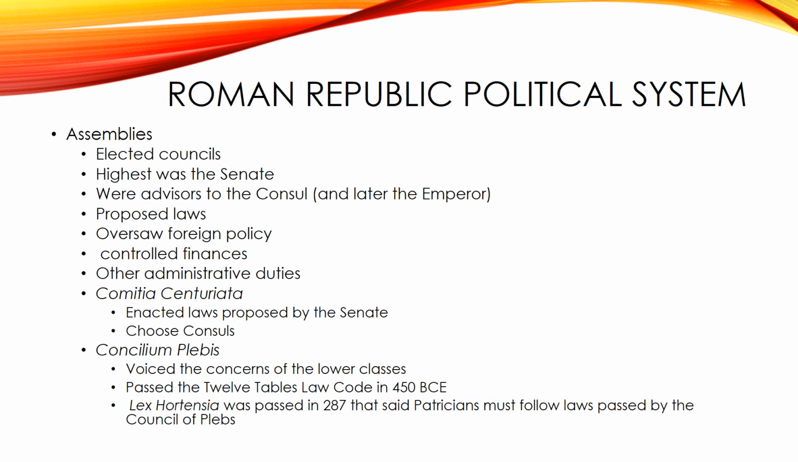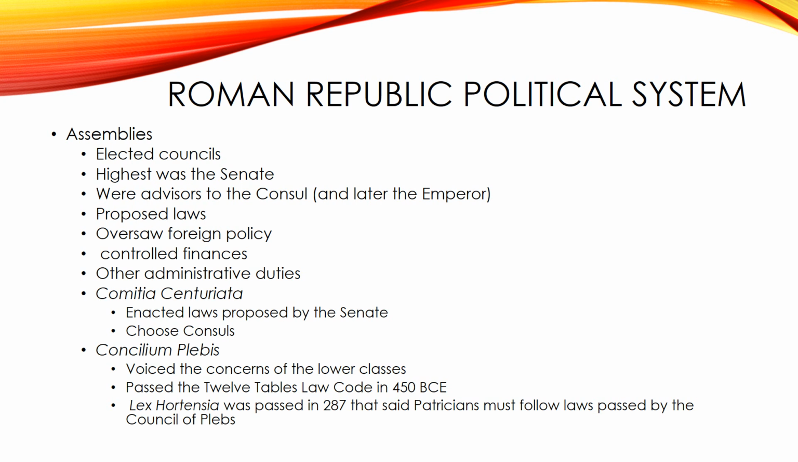So this was a very complex bureaucratic system. The Comitia Centuria is basically the ones who, when the Senate would propose the laws, this small assembly would officially enact the laws. The people who sat on this smaller committee were chosen by consuls, and they were usually senators anyway. Then you had your plebeian council. They were there to voice their concerns for the lower classes, but it took a long time for their law code to actually come into play.